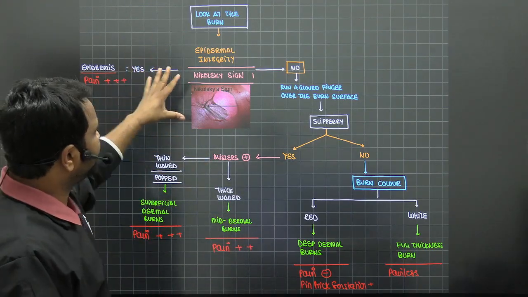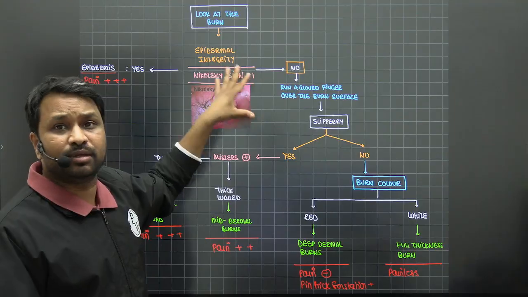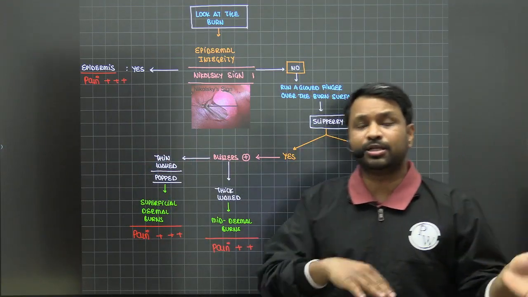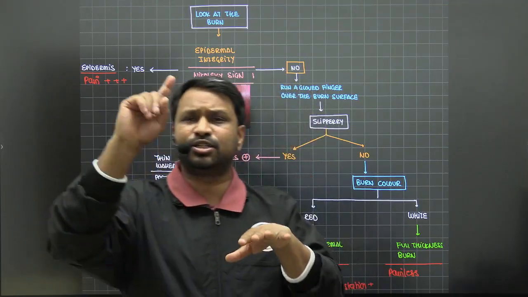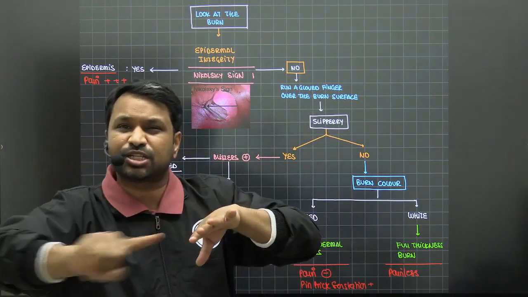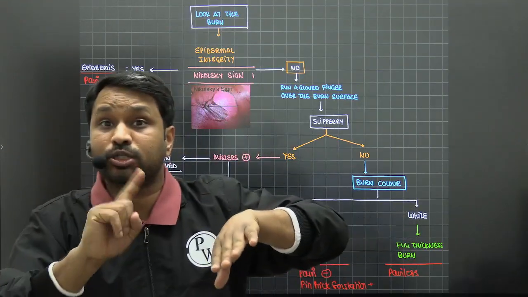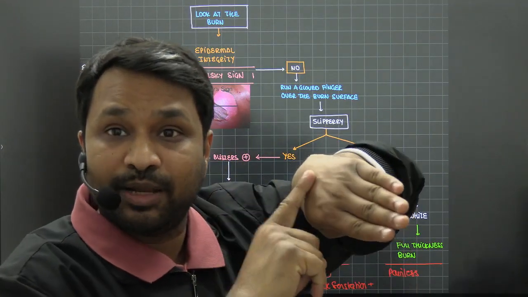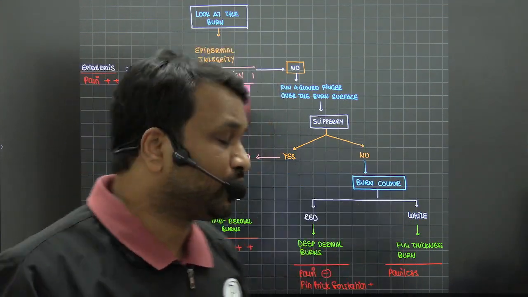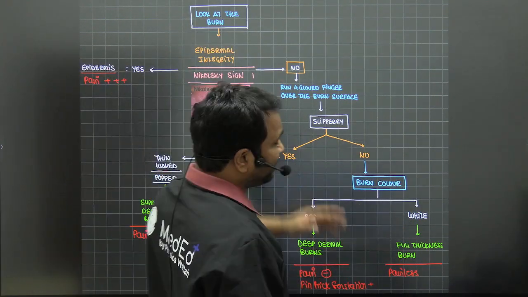So look at the burn first and then look at the epidermal integrity. The epidermal integrity is assessed with the Nikolsky sign, positive or negative. Nikolsky sign positive is when you take your finger and swipe it, and the skin peels off without any resistance, just comes off. You are not supposed to exert any pressure. Gently put your finger and swipe it. If the skin comes off, it is called Nikolsky sign positive. That means you have lost the epidermal integrity.